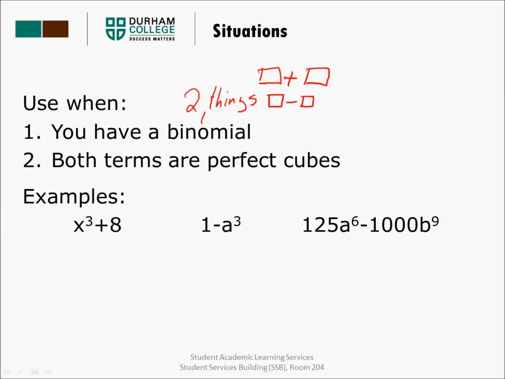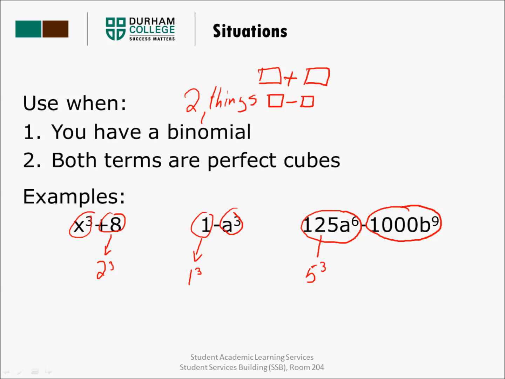Here's some examples. Each one of these are binomials. They all have two things, 1, 2, 1, 2, and they're all separated by pluses or minuses. And they're all perfect cubes as well. So 8, for example, is 2 cubed. X cubed is obviously a cube. A cubed is a cube. 1 is just 1 cubed. 1 to the power of anything is 1. 125 is 5 cubed, and 1,000 is 10 cubed.